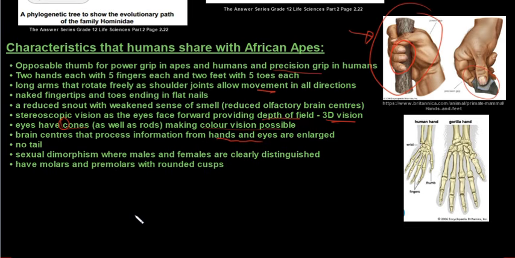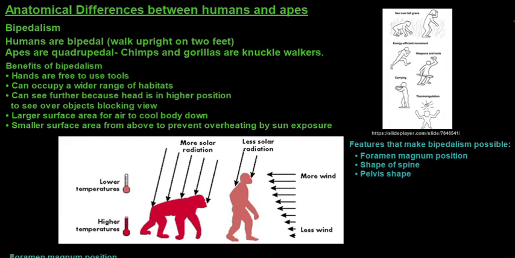And then we have molars and premolars with rounded cusps. Moving on to the anatomical differences between humans and apes, we are going to start with bipedalism first. So bipedalism, bi means two and pedal means feet. So we have 2 feet, and this has allowed us to walk upright. And then apes are quadrupedal, so chimps and gorillas specifically are knuckle walkers. So that means if you look at this diagram at the bottom, they have four limbs on which they walk, specifically on their knuckles.